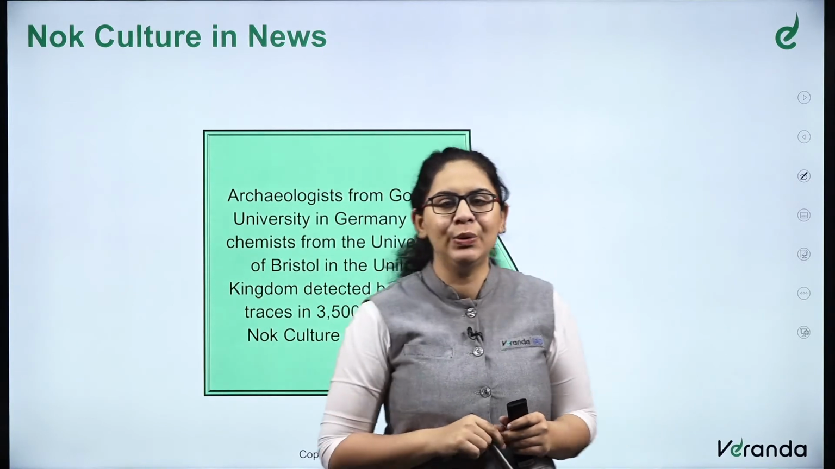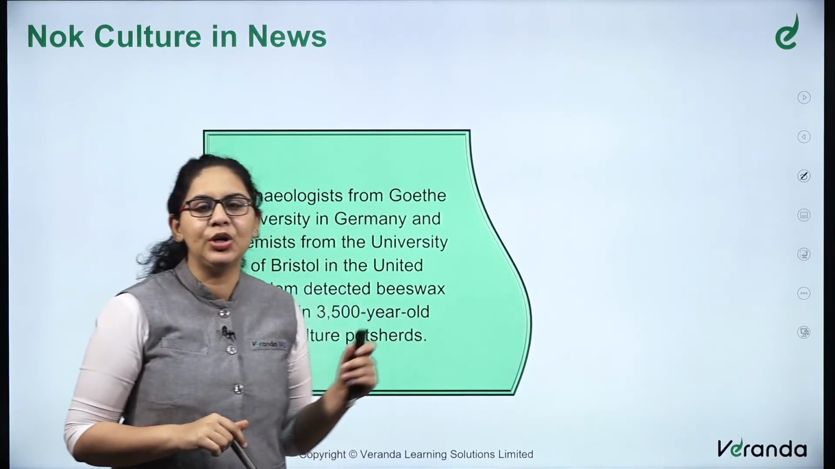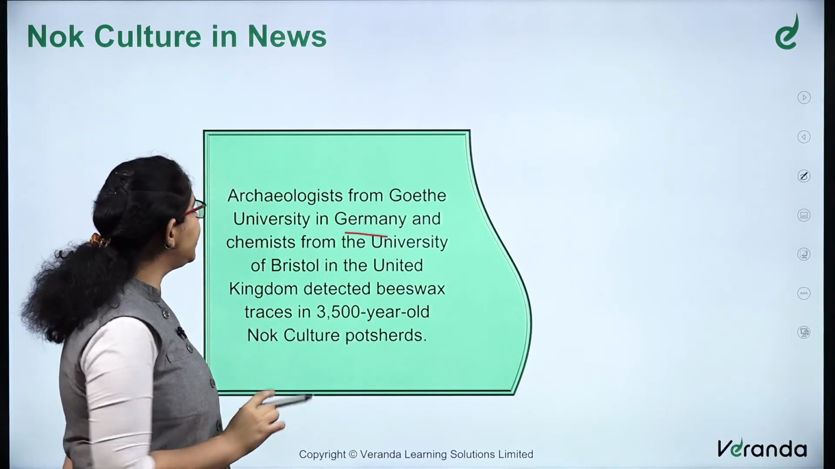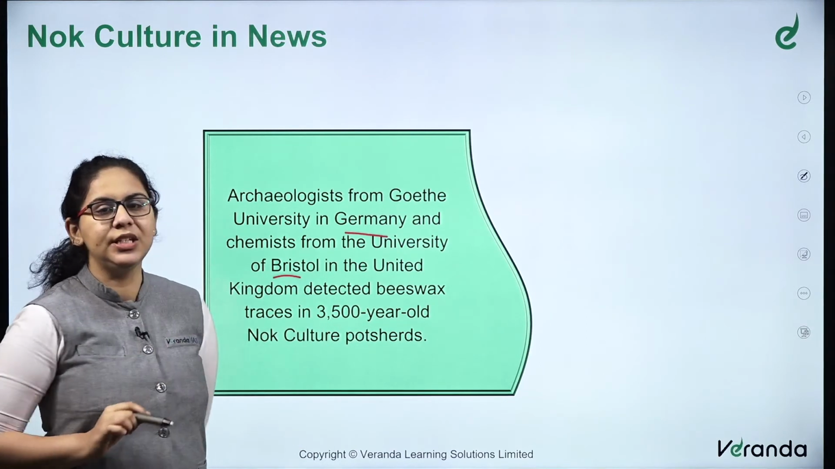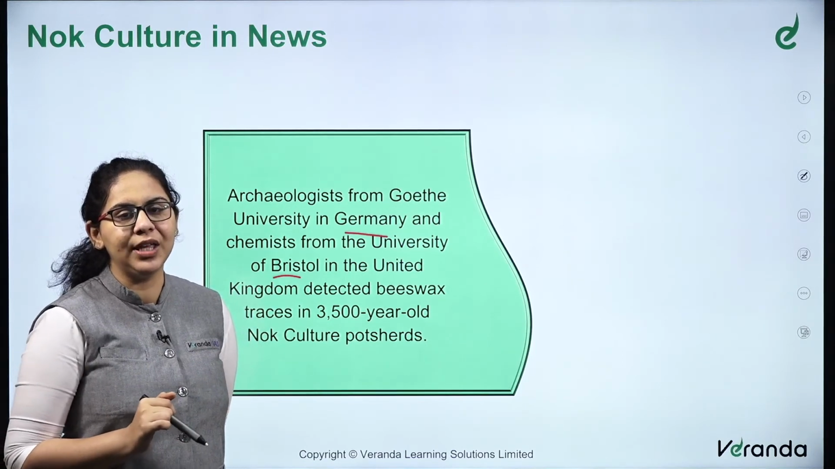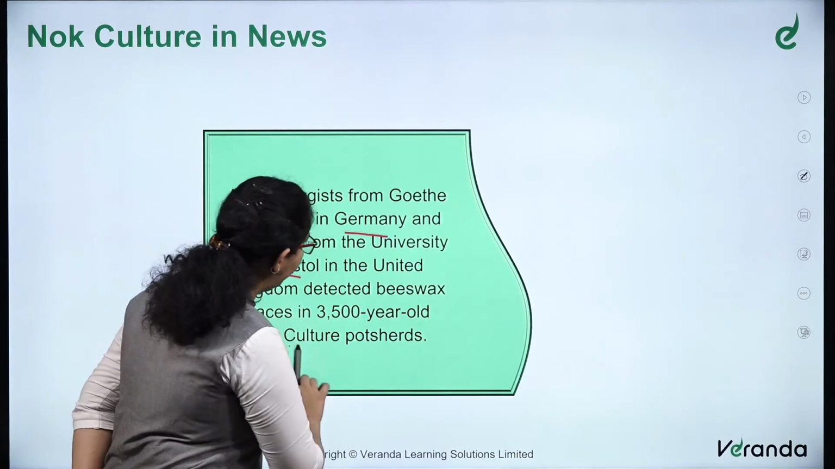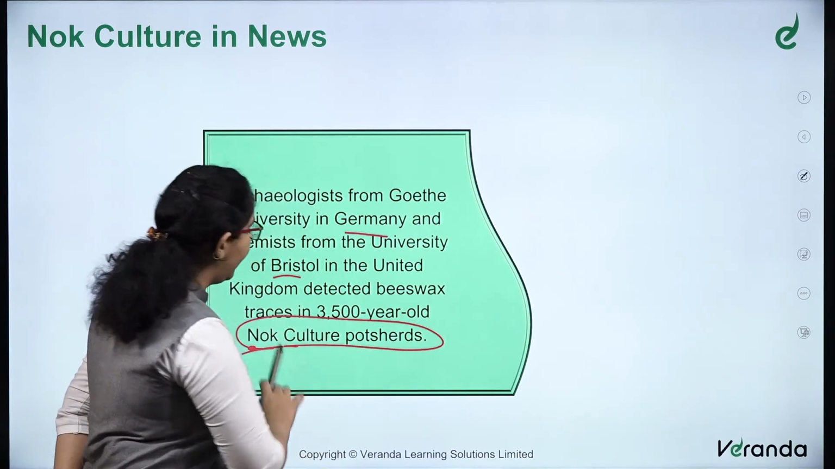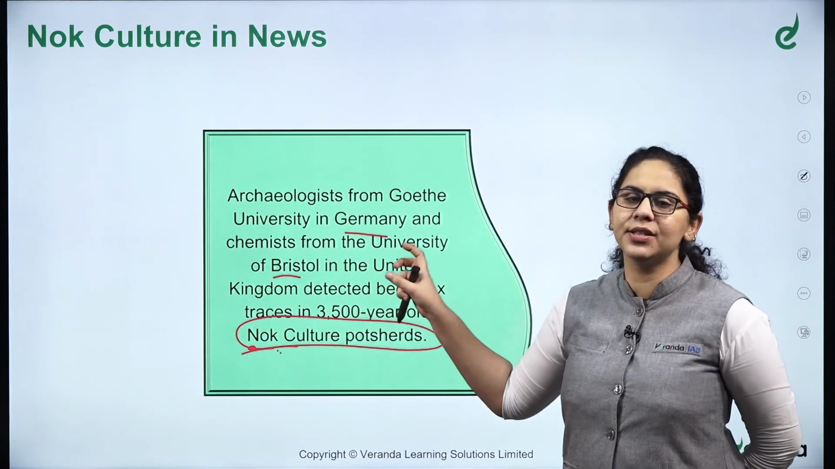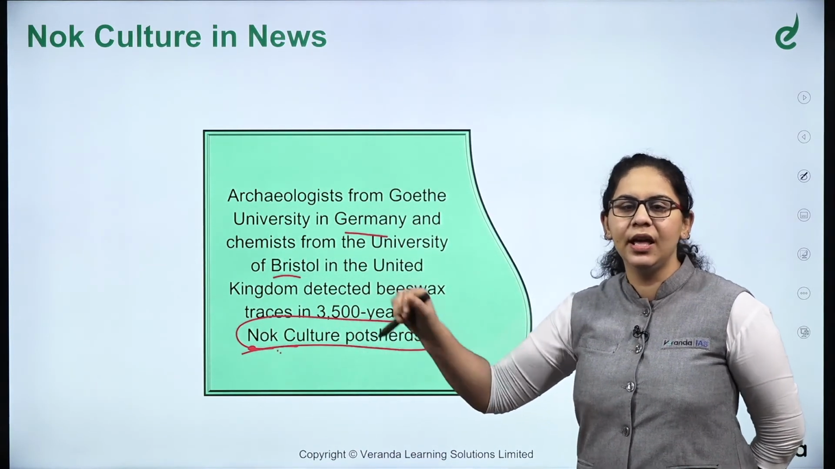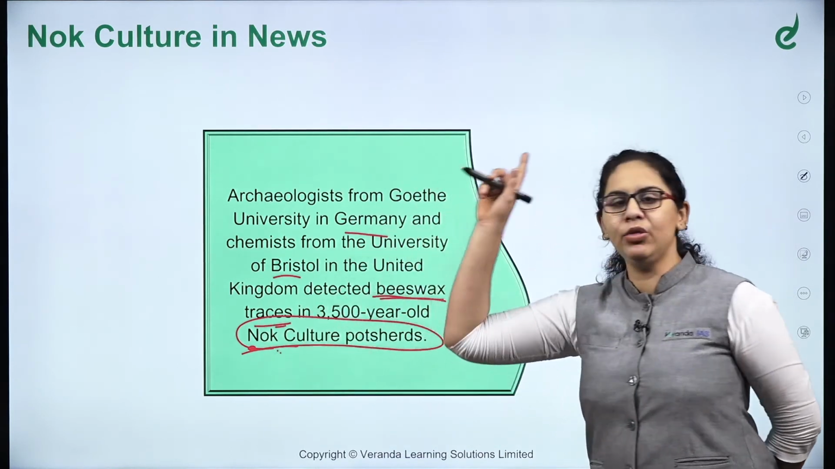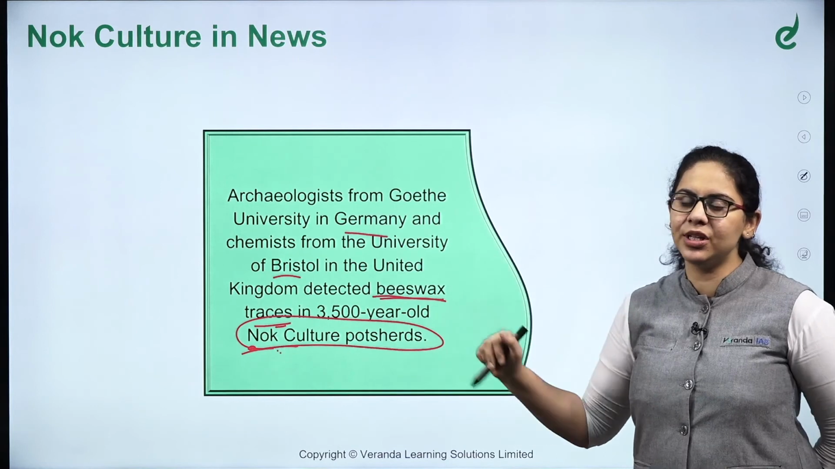Why is this topic in the news? Because recently archaeologists from Goethe University in Germany and chemists from the University of Bristol in the UK detected beeswax traces in 3,500-year-old NOK culture potsherds. Some potsherds have been found of NOK culture. Recently it was in the news that scholars have detected some beeswax traces in those potsherds which are associated with NOK culture.